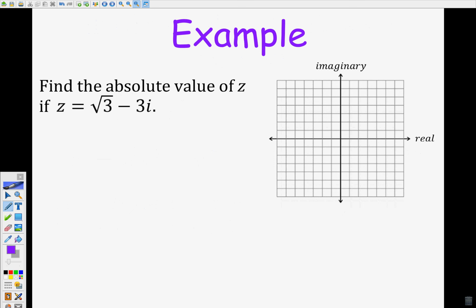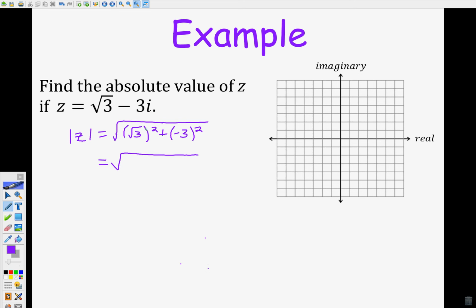So if I want to find the absolute value of z, if z is negative square root 3 minus 3i, I am just going to take the square root of the square root of 3 squared plus negative 3 squared. Now if I do this on my own, I usually don't even mess with this negative because it's just going to get squared out, but I didn't want you guys to think I lost it because I do have a habit of doing that.